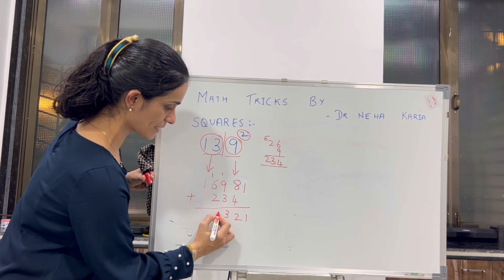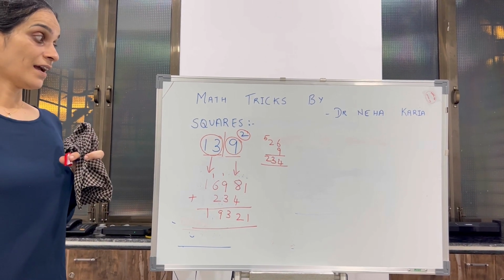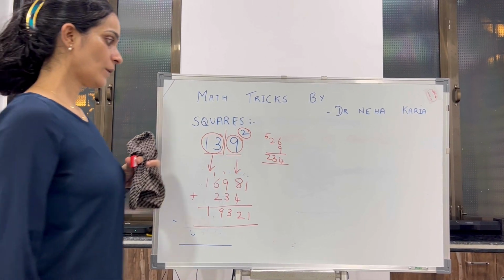6 plus 2, 8 plus 1, 9. 19321. One more of this. Okay.